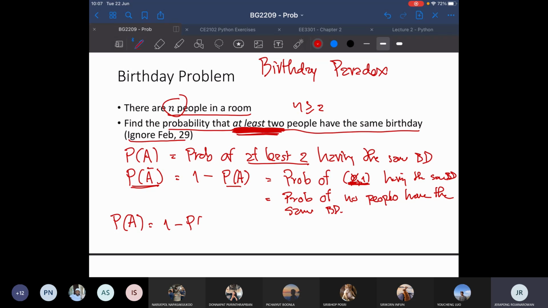We're going to find P(A bar) and then find P(A) from there, P(A) equals 1 minus P(A bar). What is P(A bar)? It's the probability of people having different birthdays. Therefore you have 365 days for n people, 365Pn, divided by the total number of ways that this can happen.